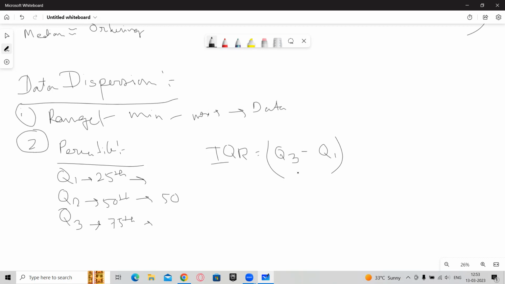Sometimes we use the IQR, the interquartile range, to remove outliers, so we ignore the data points that fall greater than the Q3 category or lower than the Q1 category. That value we can remove as an outlier. If your data is sensitive to outliers, then we can easily remove those using this IQR formula. Okay. Now, the next point is variance.